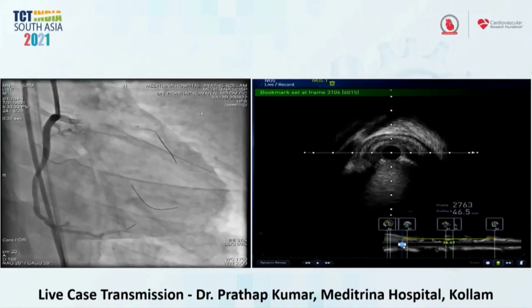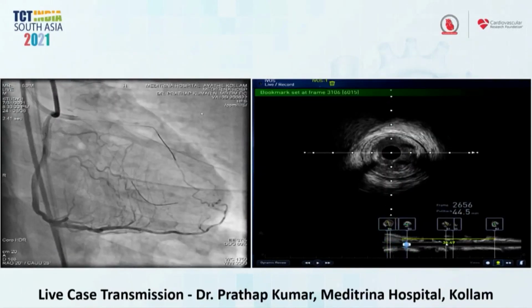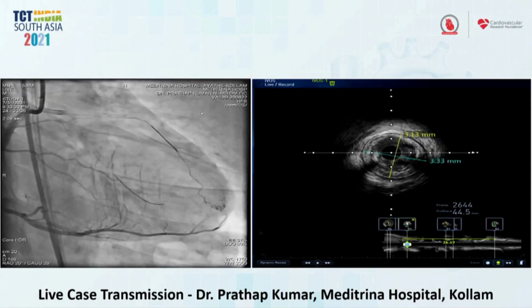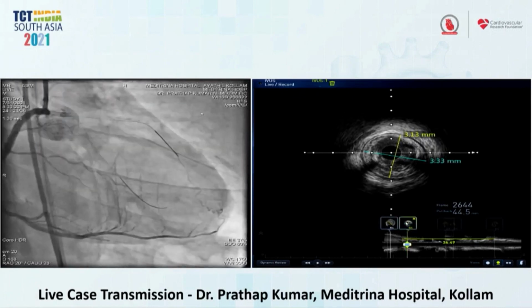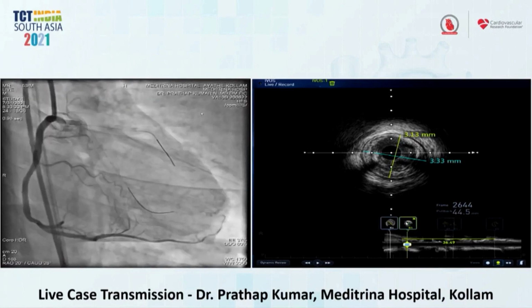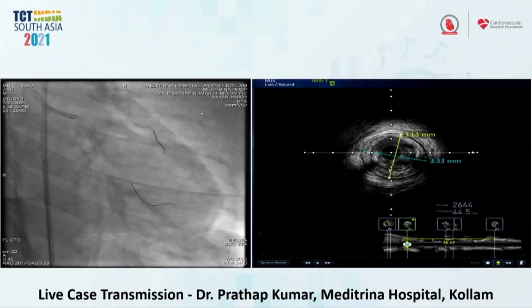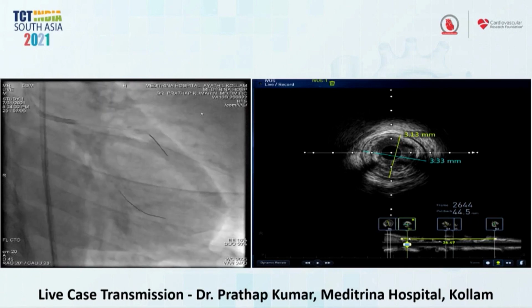We removed the total left system. We actually checked an injection to see that the septal collaterals are okay. Then we kept the microcatheter in the septum. That is actually the way to be done, because we don't want to damage that till everything is out. Then we removed the septals, the right system.